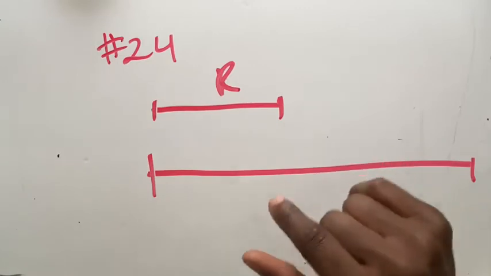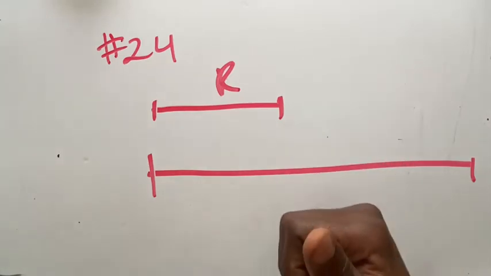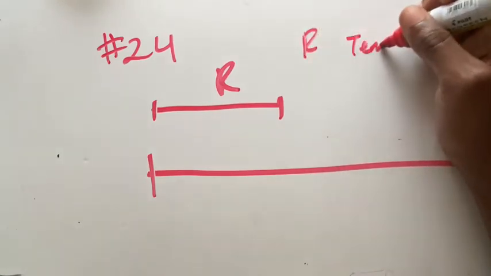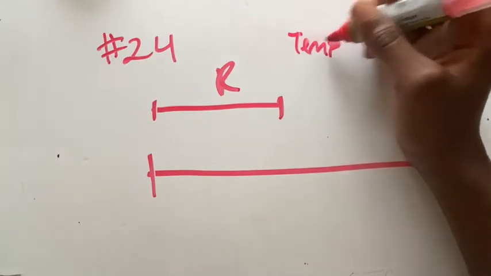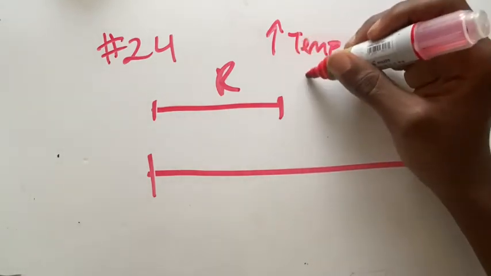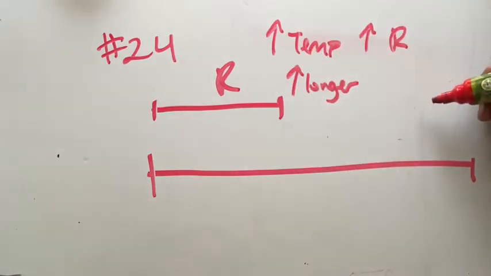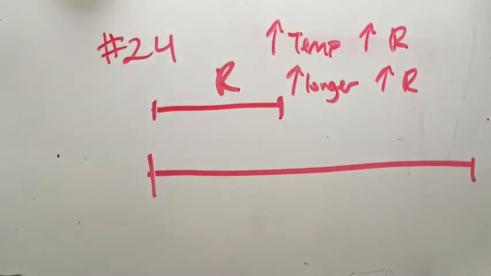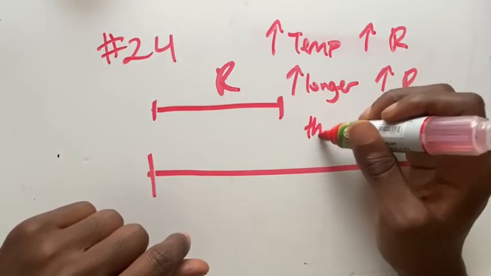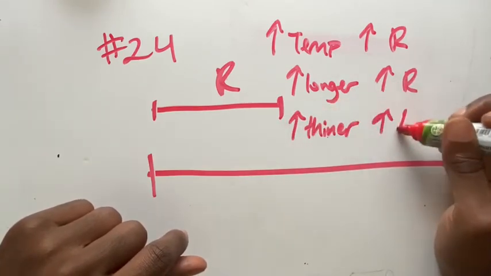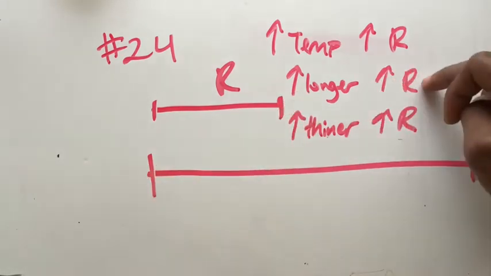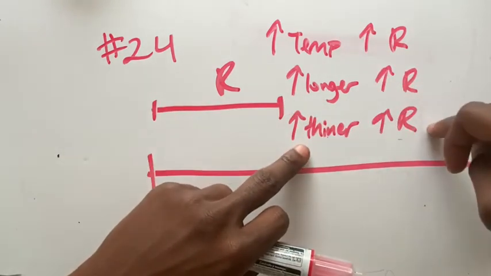Well, there are two things that affect the resistance of an object, right? It is temperature. The hotter something is, the higher the resistance. Then also the longer that wire is, the higher the resistance. Then also the thinner it is, the higher the resistance. So if you raise the temperature, that raises the resistance. If you make it longer, that raises the resistance. If you make it thinner, that also raises the resistance.